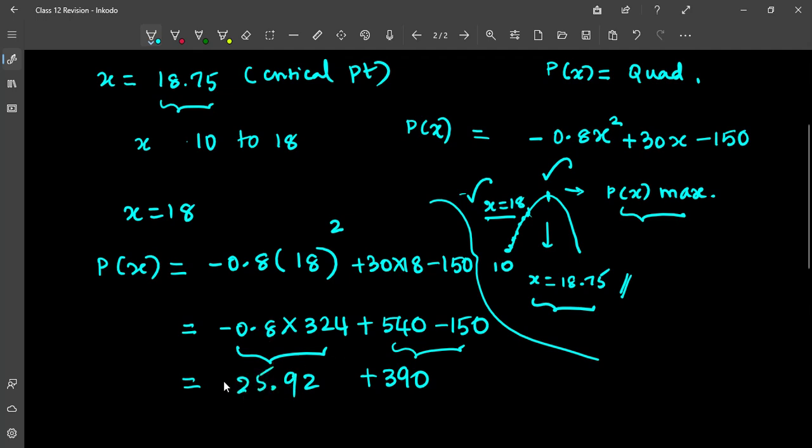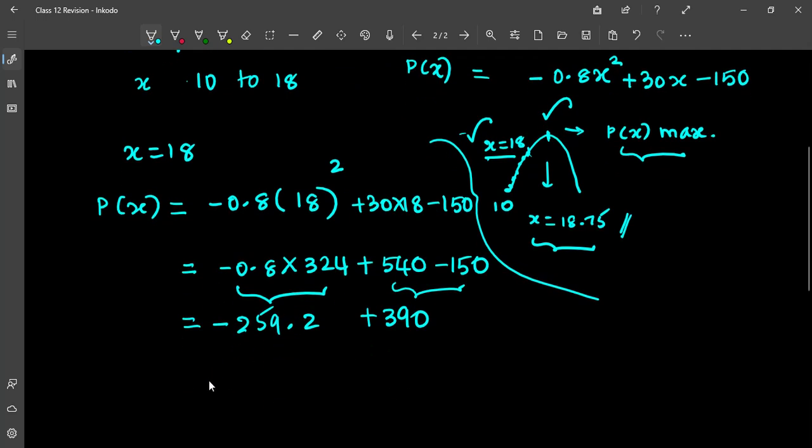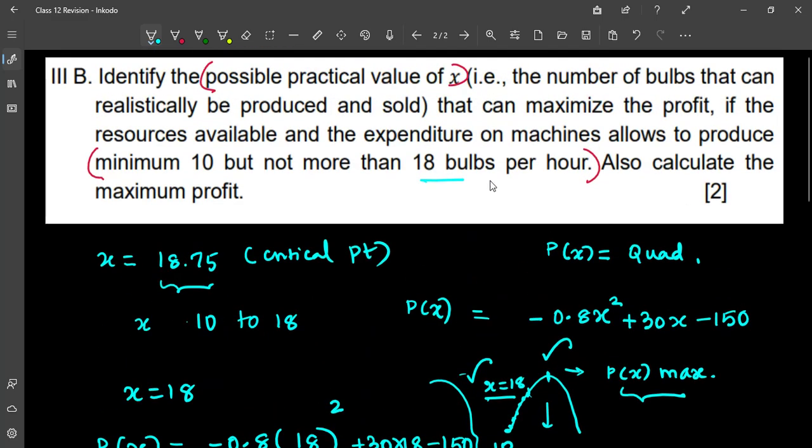So 390 minus 259.2 would be 130.8 rupees. So the maximum practical profit is 130.8. So we have answered all the four questions in this question. We'll meet in another session.